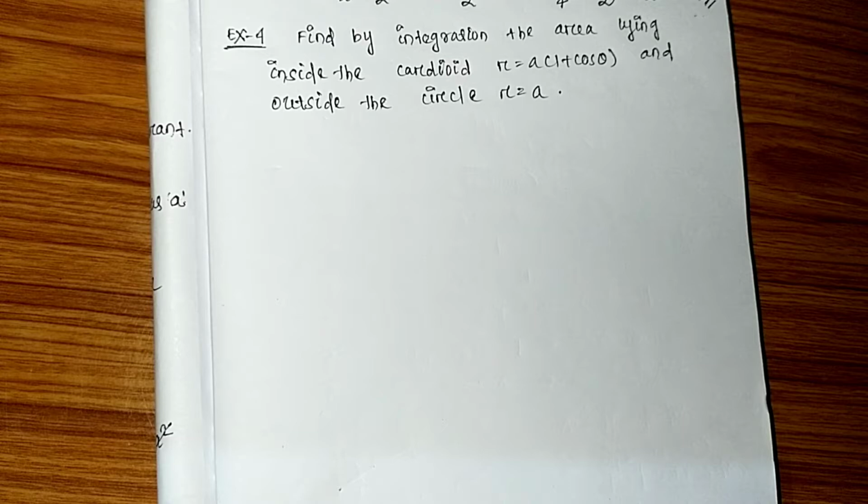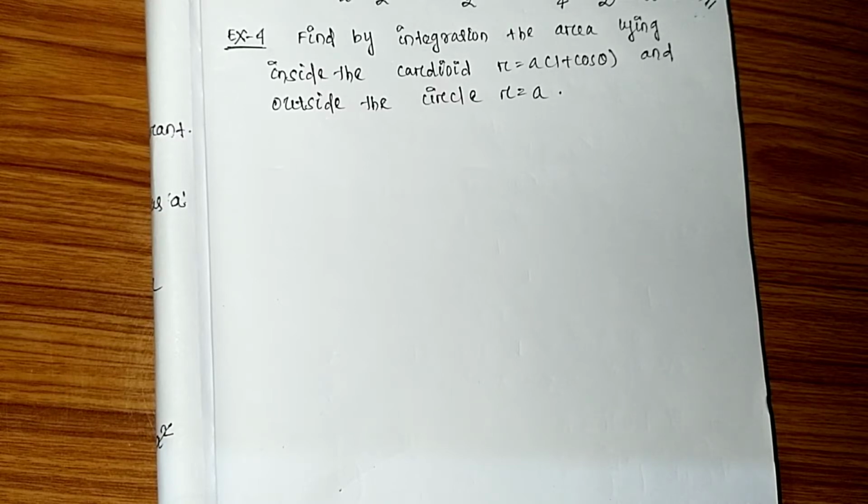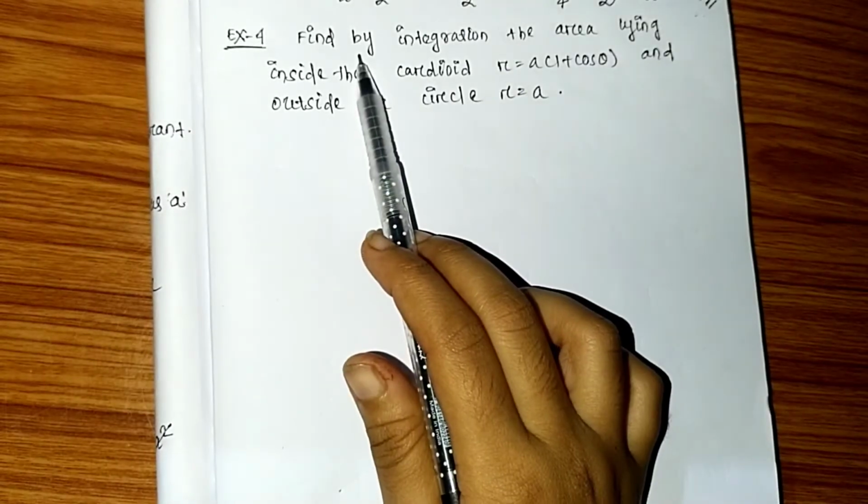Hello students, this is our last lecture on the application of double integration. Previously we found the region enclosed between the circle and the straight line. Here we see one example of polar coordinates, how we find the area between two polar curves.